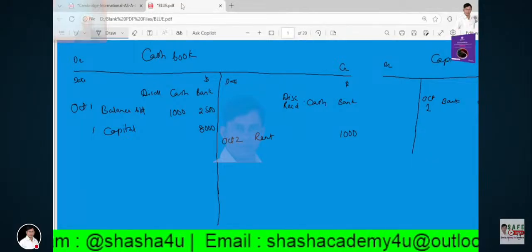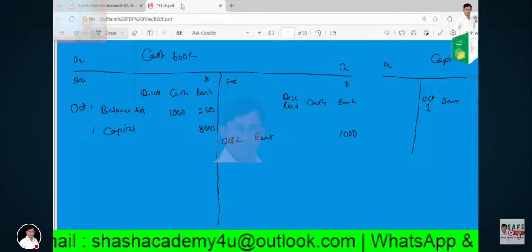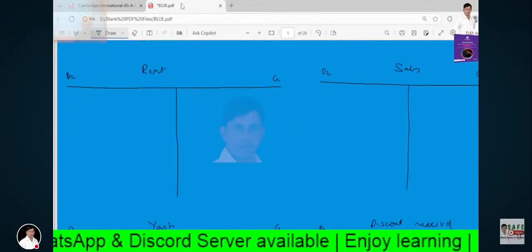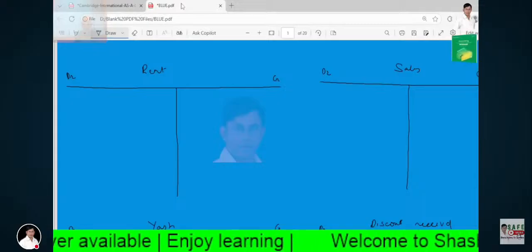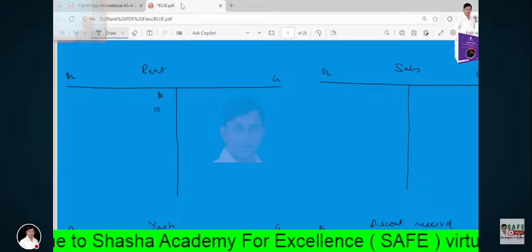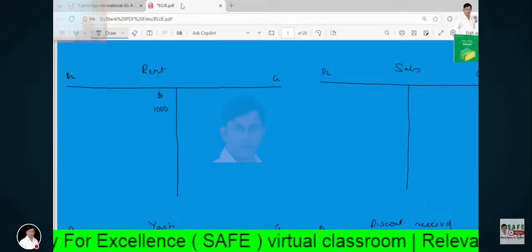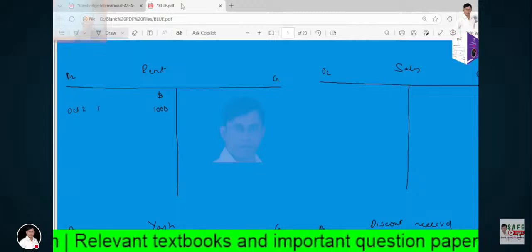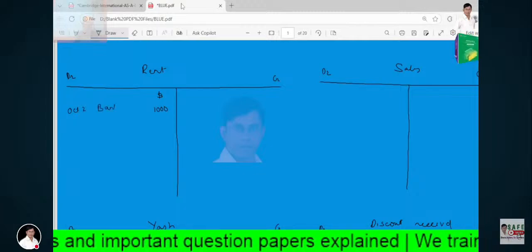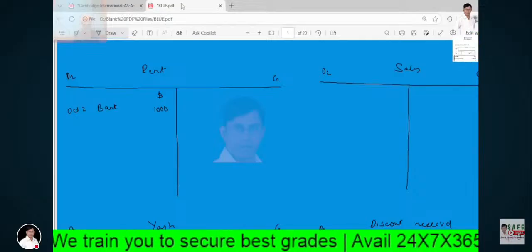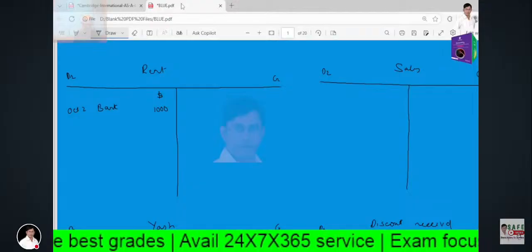So we have to record in the opposite side in the rent account. Rent account, 1,000. October 2nd. Through bank we have paid. Rent account is an expense, a nominal account, always debited.